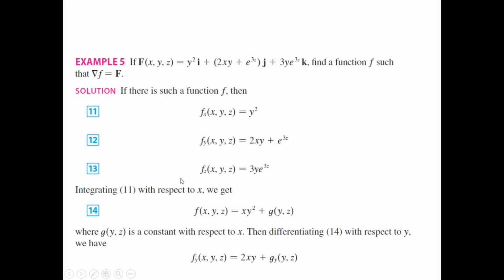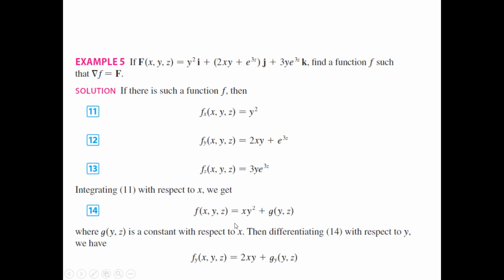Since this is a conservative field, we have del f is equal to F, and so p is equal to partial f by partial x, q is equal to partial f by partial y, and r is equal to partial f by partial z. So first of all, integrate this with respect to x. So we have f of x y z is equal to xy square plus g of y z, because we are integrating with respect to x. So y and z will be constant with respect to x. So the constant of integration will be a function of y and z.